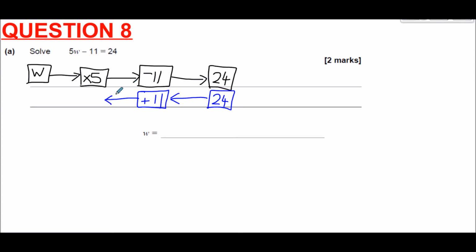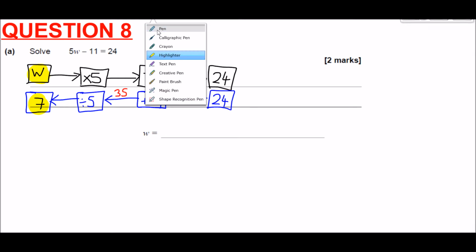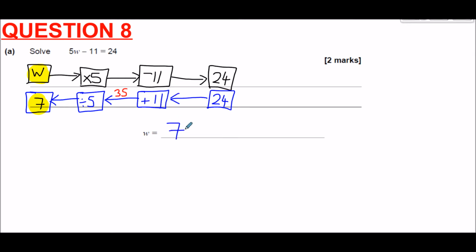24 add 11 is 35. So just make a note of what that is before the next step. Then here, instead of timesing by 5, the opposite of multiply is divide. And so 35 divided by 5 will come out as 7. And so that tells us that w equals 7. Now I'll just show you another way just in case you're not a fan of this particular way.